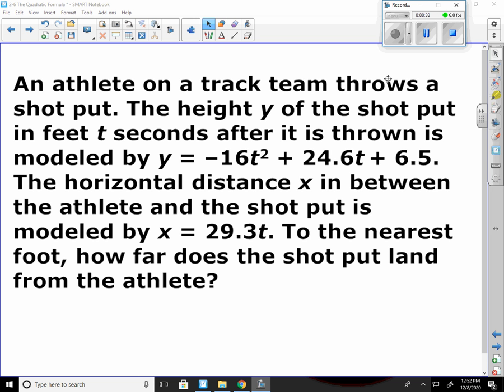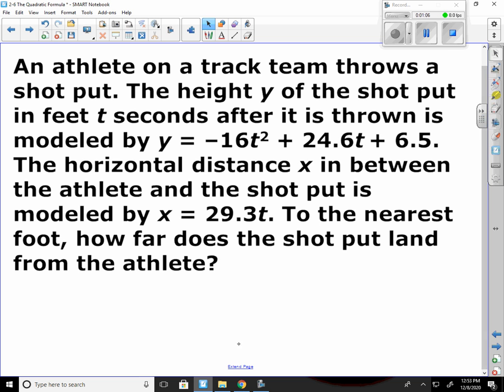So the first thing we need to notice here is that our y equation is modeled from the amount of time that it takes for it to go up and back down. So it's arching up into the air and coming back down, and that's across a time model. Additionally, our x focuses on time as well. So if we think about what's happening here, the athlete is throwing the shot put, coming up, and it's hitting the ground.